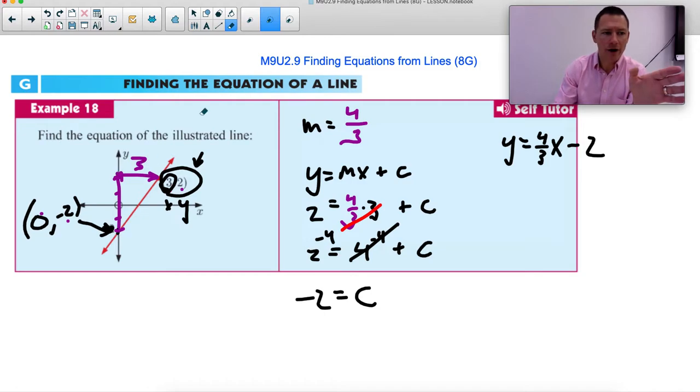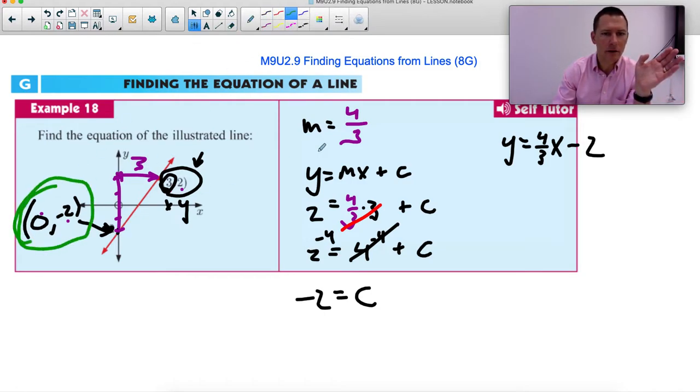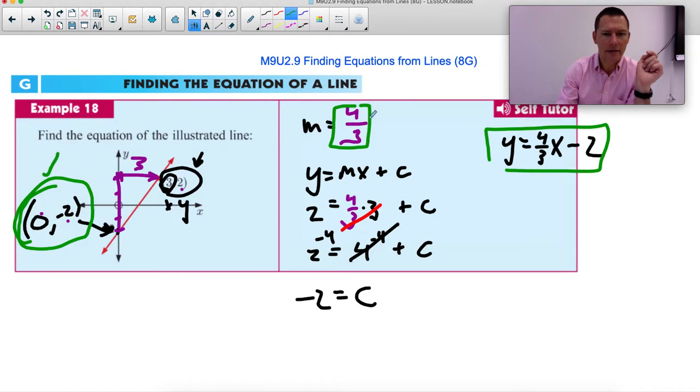Pause me and try to do that same thing using this point. We're going to assume we got the same slope, but make sure you can get this same equation using this point and the slope we figured out, because you should be able to get it either way. Cool? Go for it.